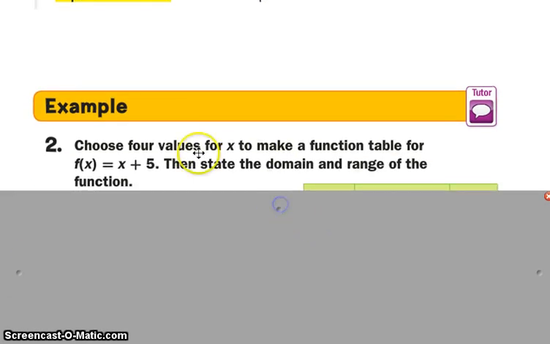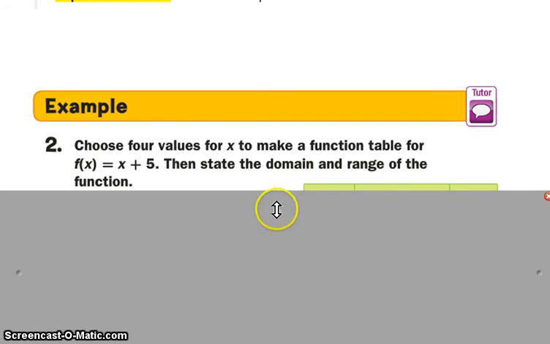Okay, it says choose 4 values for x to make a function table for f of x equals x plus 5. Then state the domain and range of the function. When it says choose 4 values of x, you get to choose your own. You can make them any value you want. I suggest you keep them smaller in size in case you have to graph it.